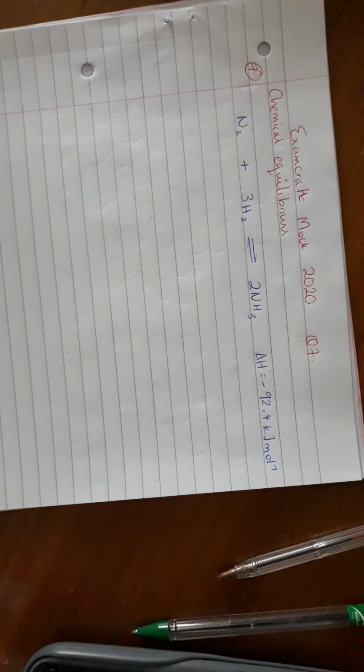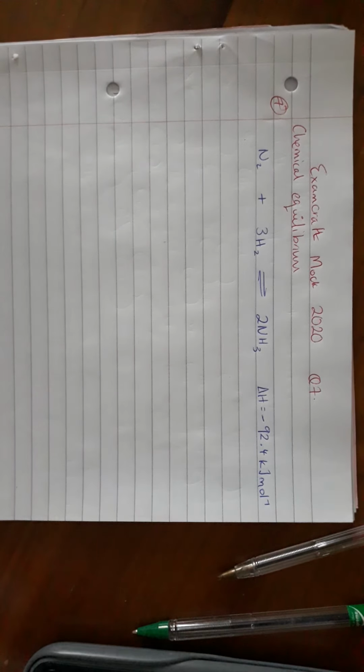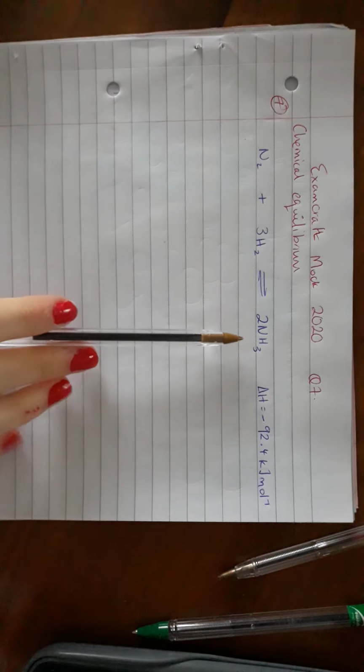A couple of you had difficulty doing the equilibrium question from the 2020 Examcraft mock, I see from correcting them. So I said I'd just make a really quick video to show you how to do it. The question reads here, write the equilibrium constant for the above expression. We know how to do that.